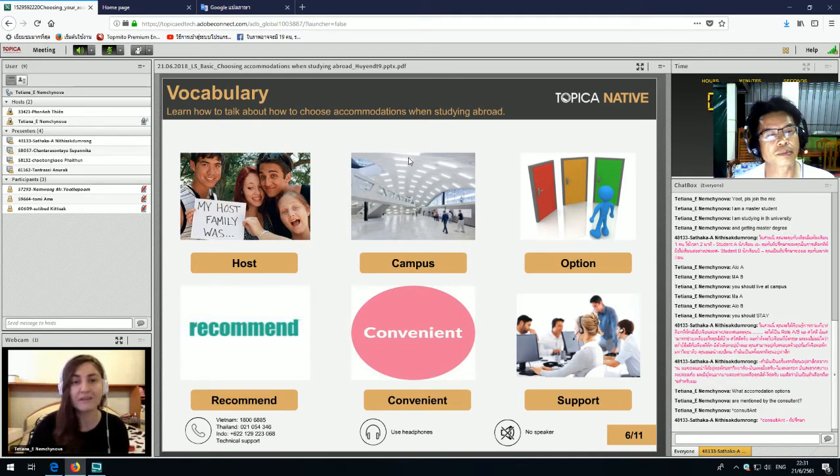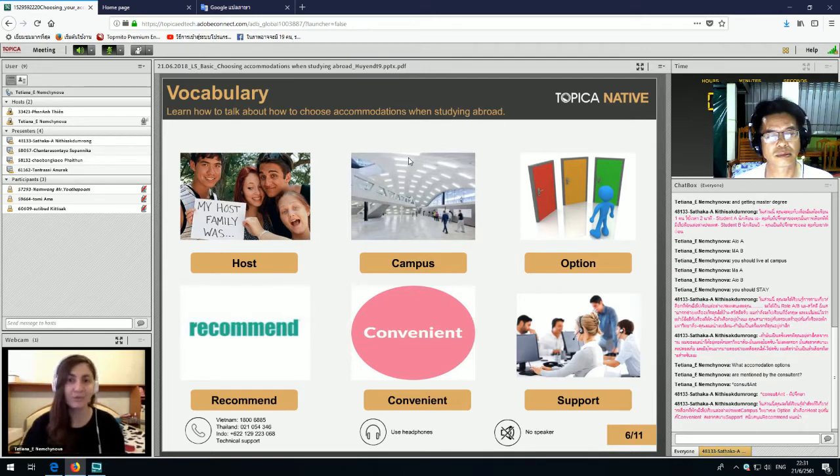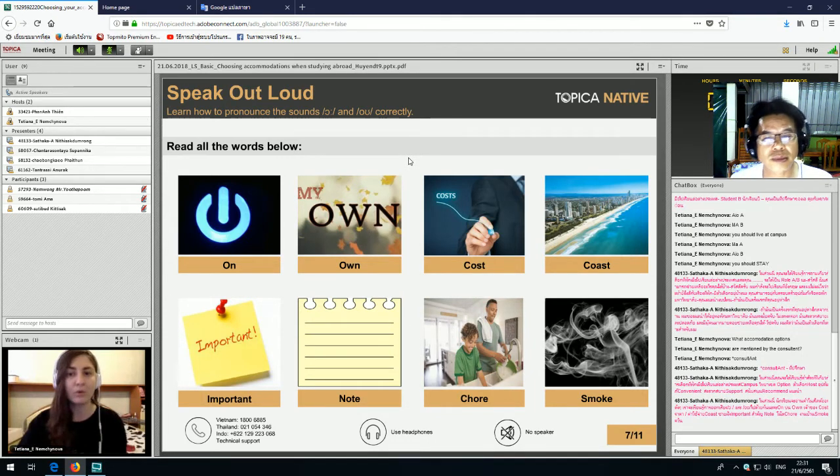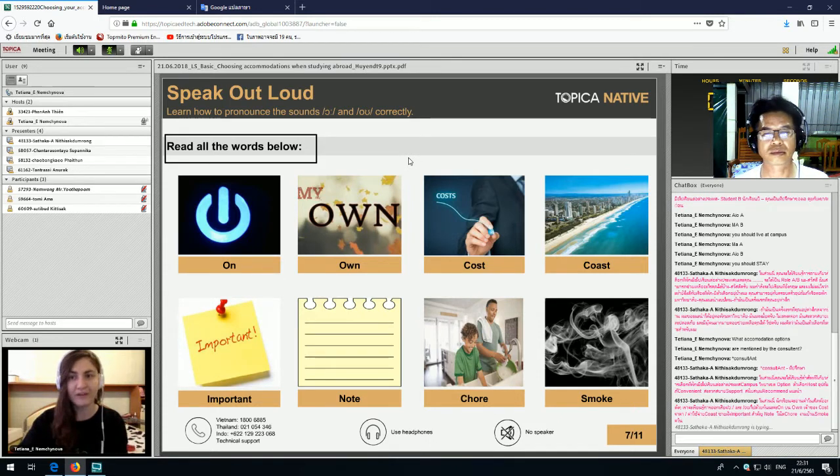And now we will read the vocabulary once more. So let's memorize this. If you have any problems with them, let me know. We have host, campus, option, recommend, convenient, support. And now, guys, we need to practice our pronunciation. The vowel sounds we are practicing today are the long O and the diphthong O. We need to read all the words below that contain these sounds.